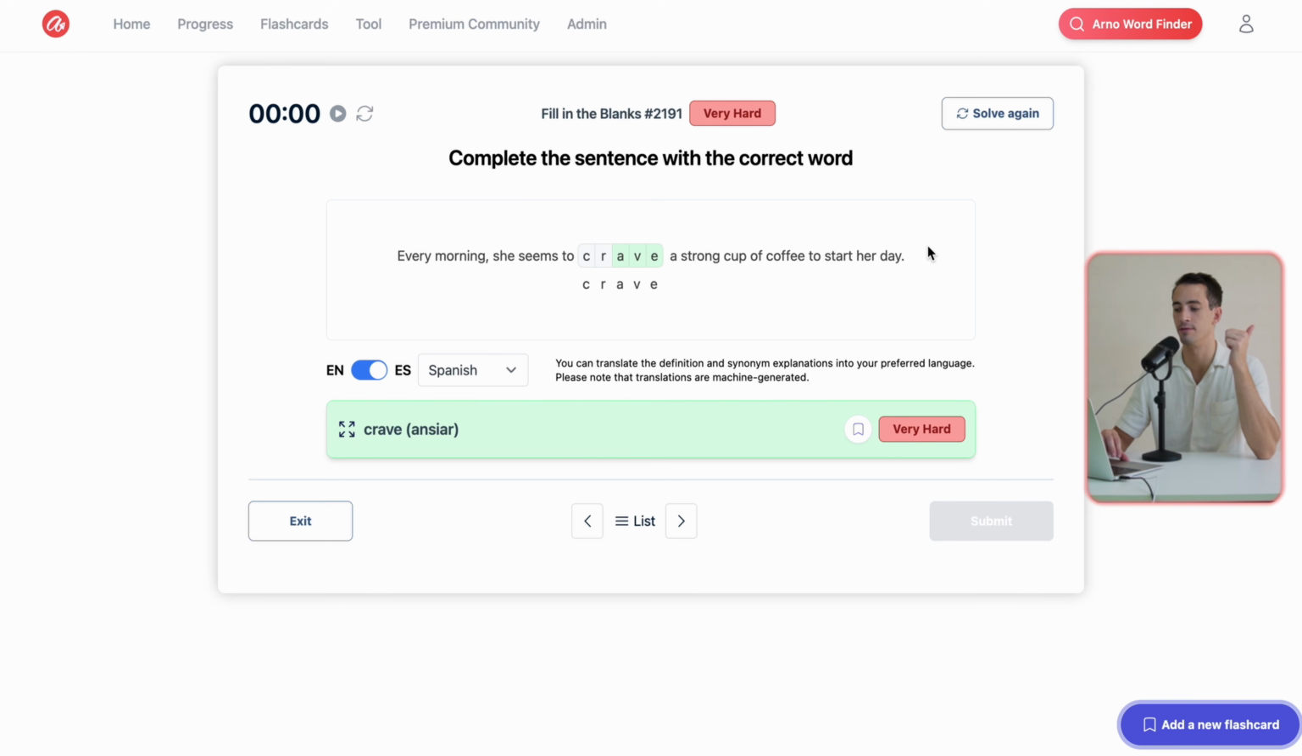You know, she seems to enjoy a strong cup of coffee to start her day. But I really needed to look at the letters that were given, CR, and that made it clear to me, so the word has to be crave, right? So every morning she seems to want a strong cup of coffee to start her day. That makes a lot of sense. But want obviously doesn't fit, but crave means a very similar thing to want, and it fits. So that's how I arrived at the correct answer.